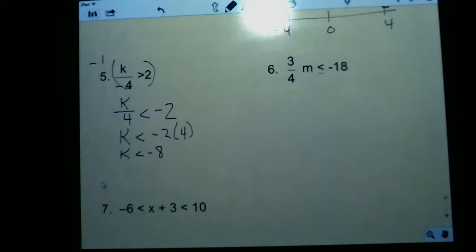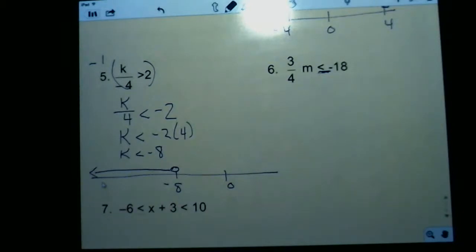And let's graph it. All right, here's 0. Here's negative 8. Negative 8 is not part of the solution set, so open circle, and it points to the left because that's the way the inequality went.